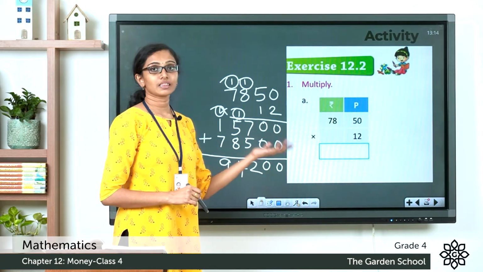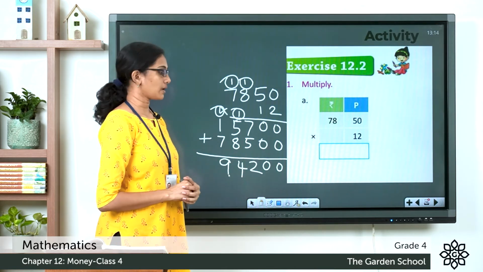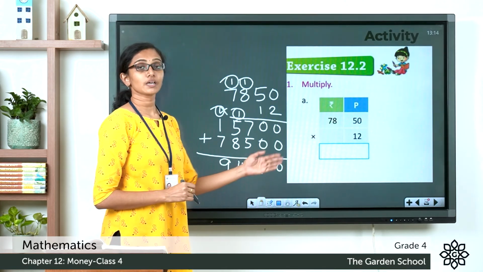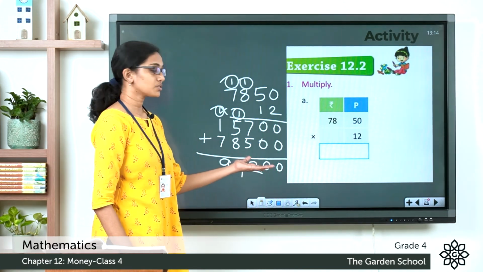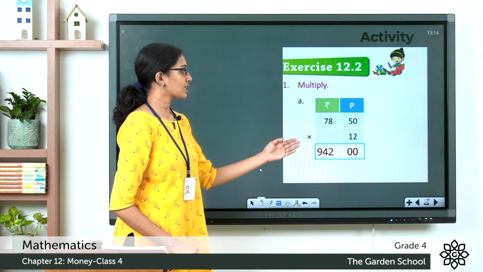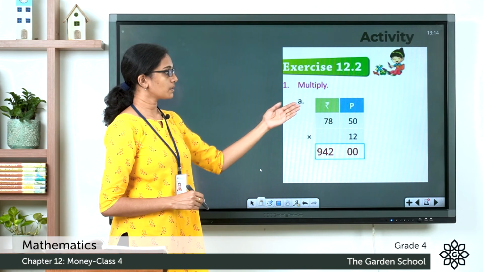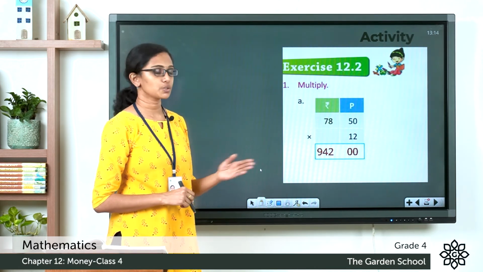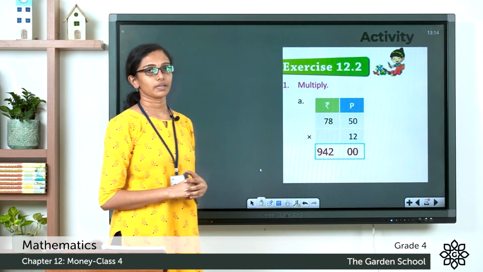Now we have to put the dot at the correct place to separate the rupee part and the paise part. So counting 2 places from the right to the left. 1, 2. Put a dot here. So what is the final amount? The final amount is 942 rupee 0 paise. So the amount 78 rupee 50 paise when multiplied by 12 gives you the total amount 942 rupee.